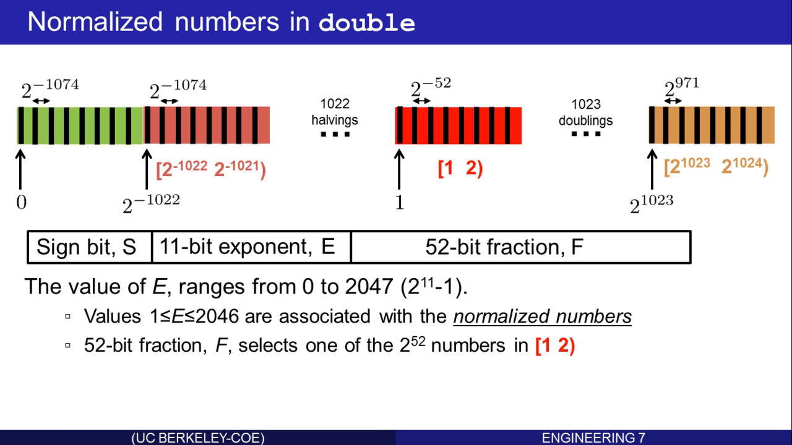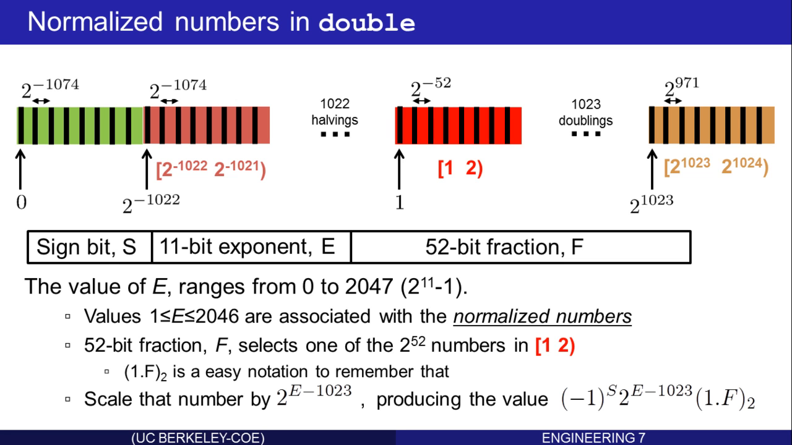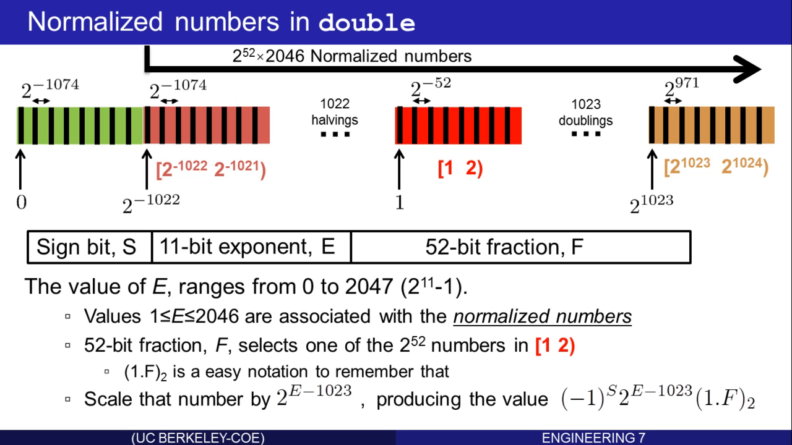The 52-bit fraction, f, selects one of the 2^52 numbers in the interval 1 to 2. That basic interval has 2^52 numbers evenly spaced from 1 to just less than 2. The notation 1.f base 2 identifies that number. And finally, scale that number by 2^(e-1023), add on the sign bit, (-1)^s, and that's the value represented by this 64-bit pattern. In these formulas, e is the base 10 version of the 11-bit exponent, so it's a number between 1 and 2046. This formula precisely gives those groups of intervals as the normalized numbers.